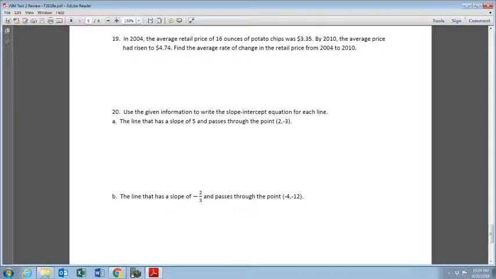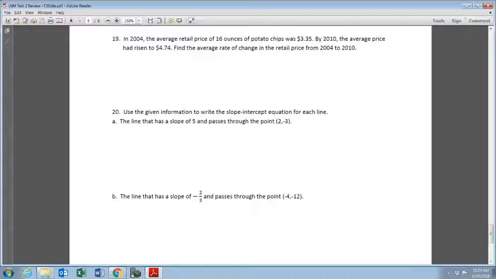All right, on number 19, it says in 2004, the average retail price of 16 ounces of potato chips was $3.35. By 2010, the average price had risen to $4.74. Find the average rate of change in the retail price from 2004 to 2010.